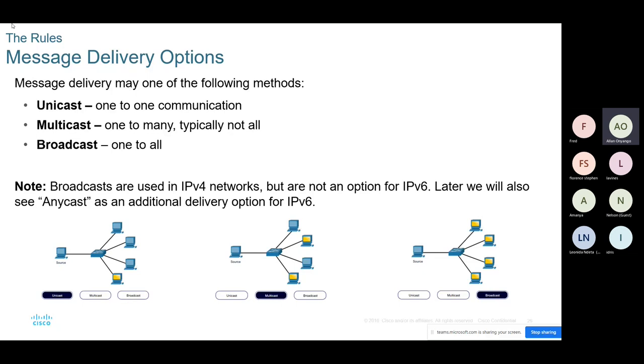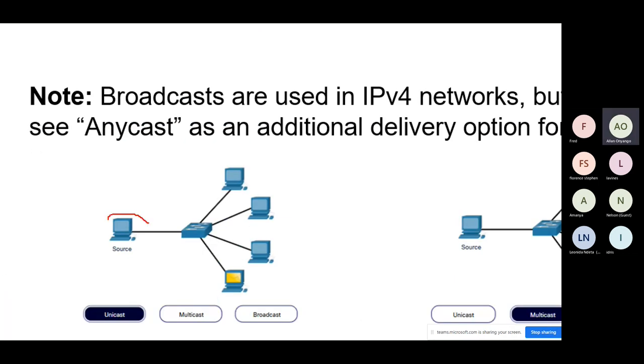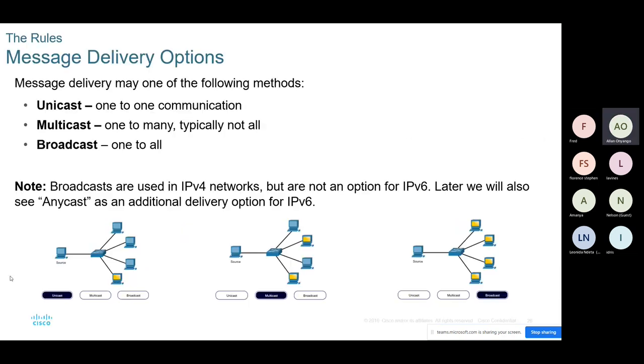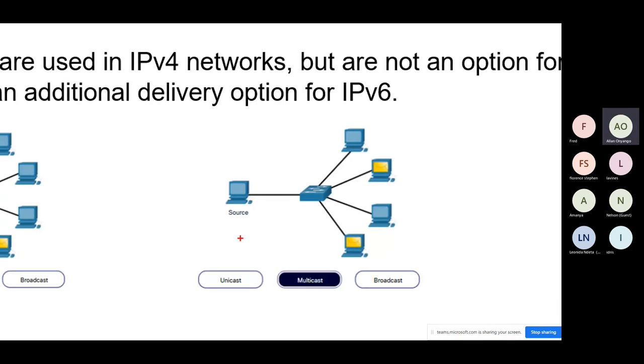So looking at my diagram here, a message can be coming from this PC to just one PC. This is called unicast transmission. Then for this, this is multicast.